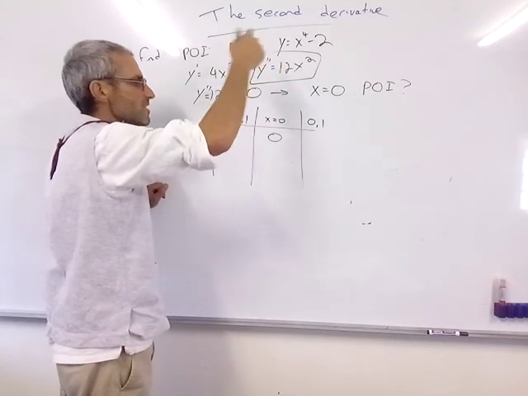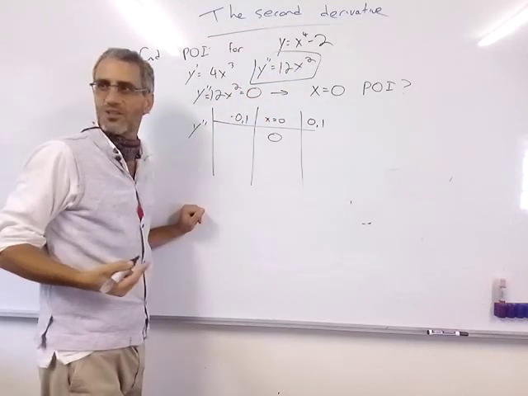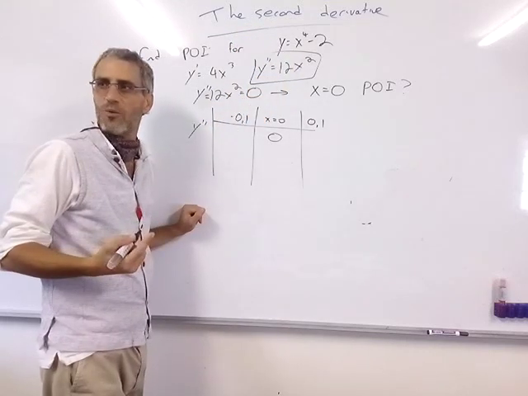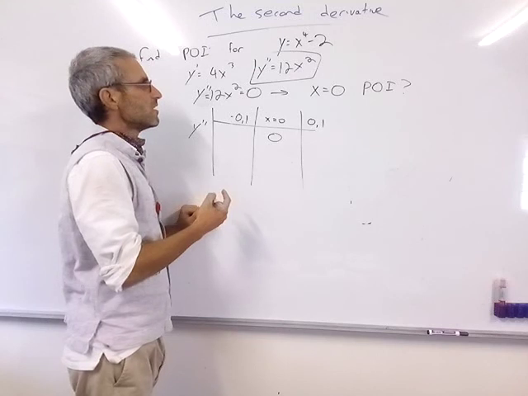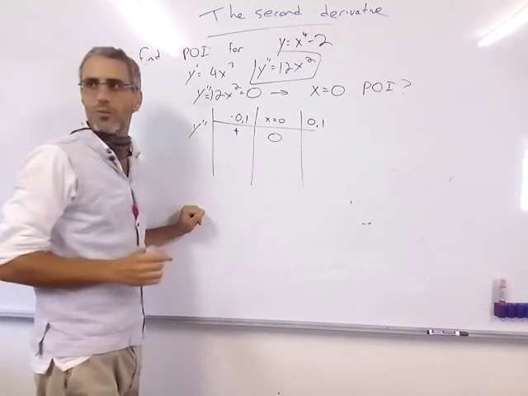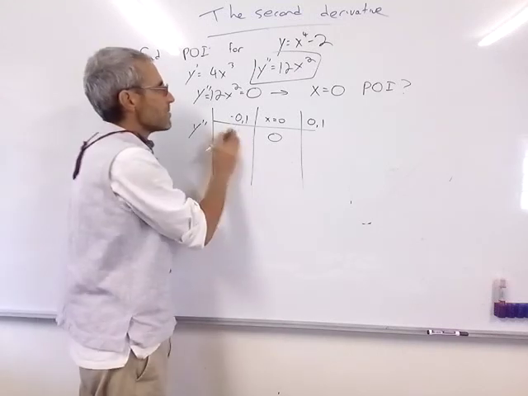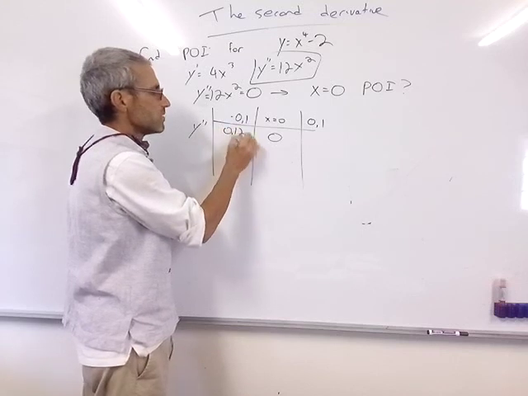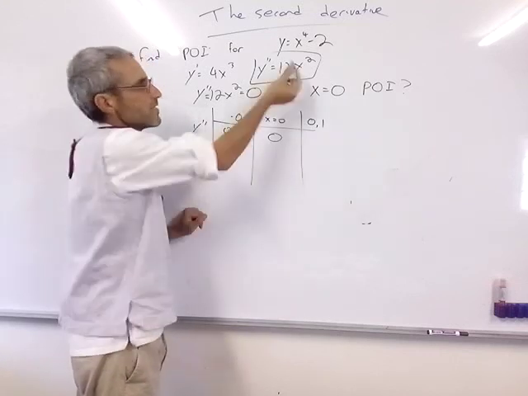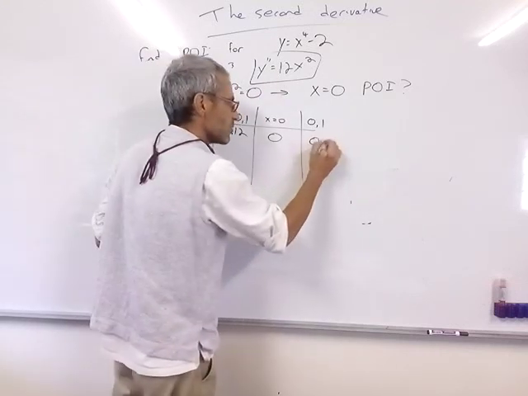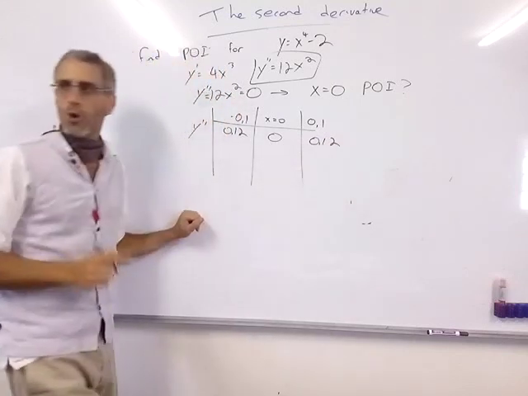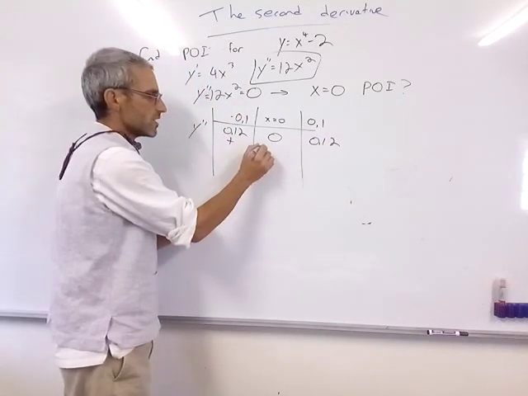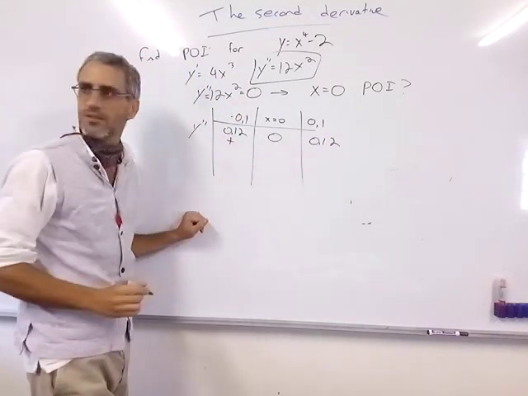I don't actually even need to find the value. I just need to say, is it positive or negative? It's positive. I'll write it, maybe it's a bit easier. What is it? 0.12. But you know it's positive because it's a square. And this one is also a square, so it's also going to be positive. So this is not a point of inflection, because it goes from positive to 0 to positive.